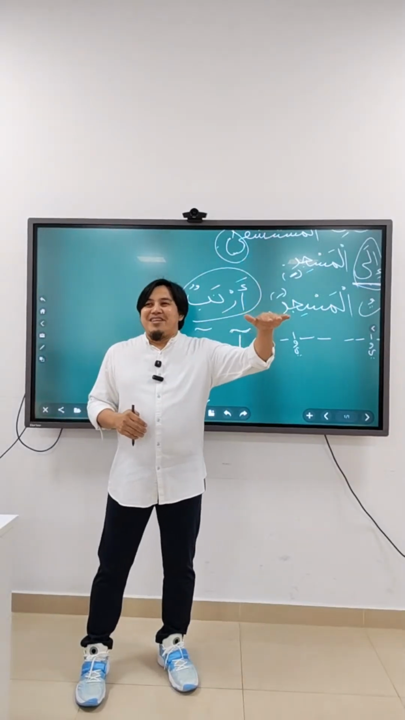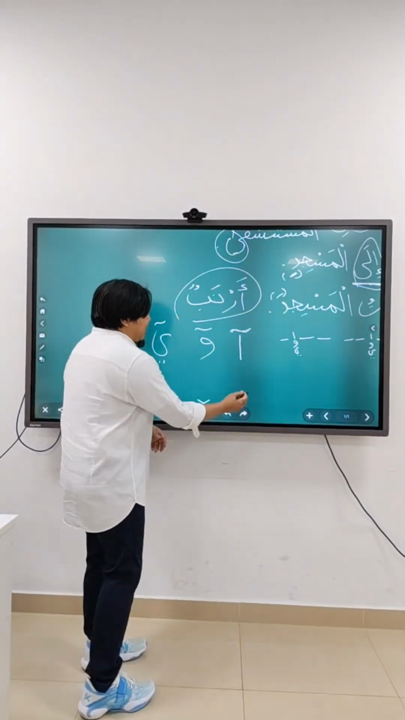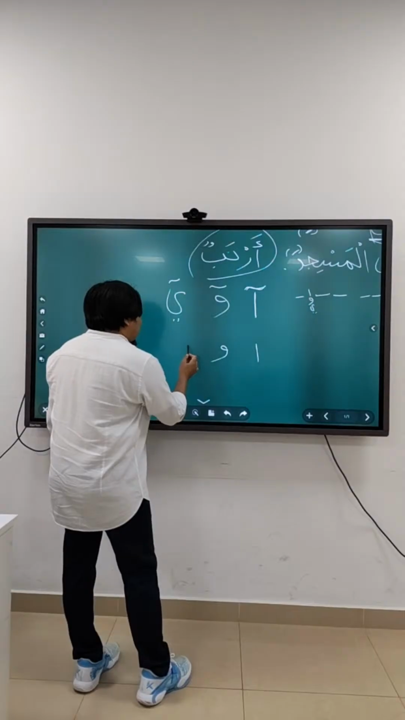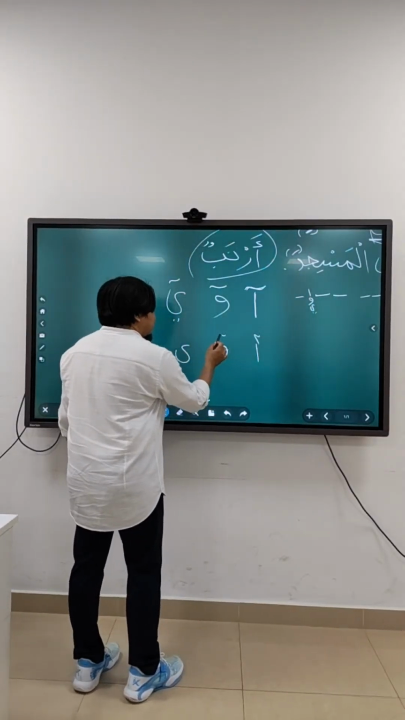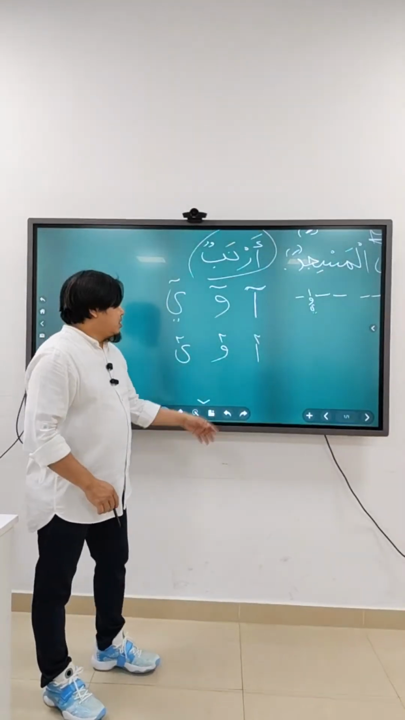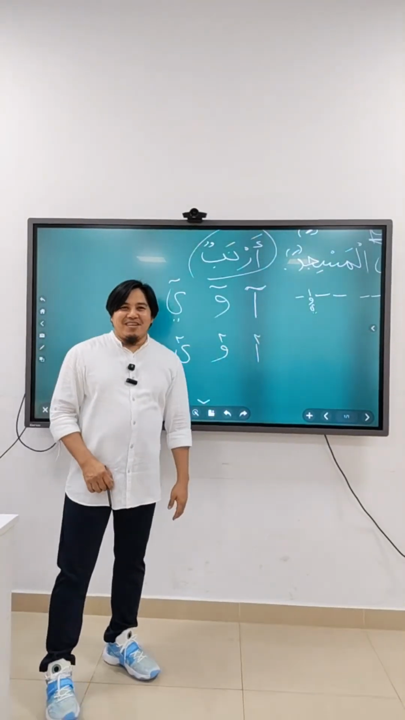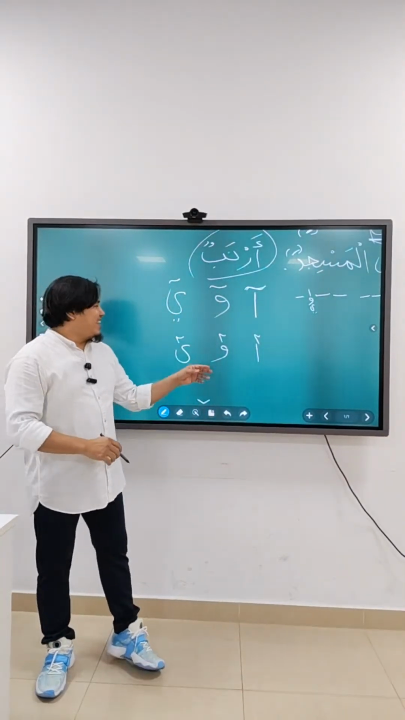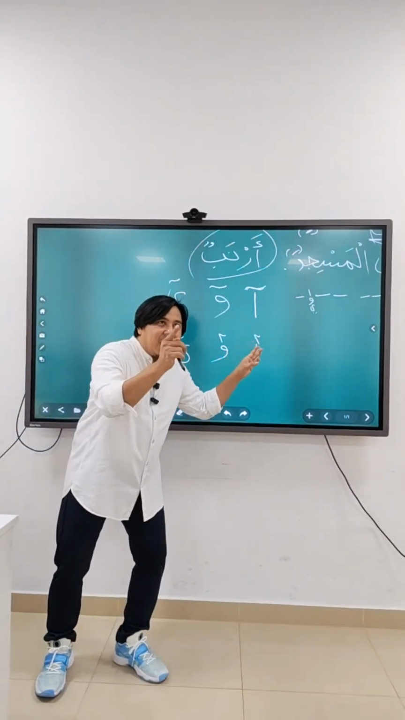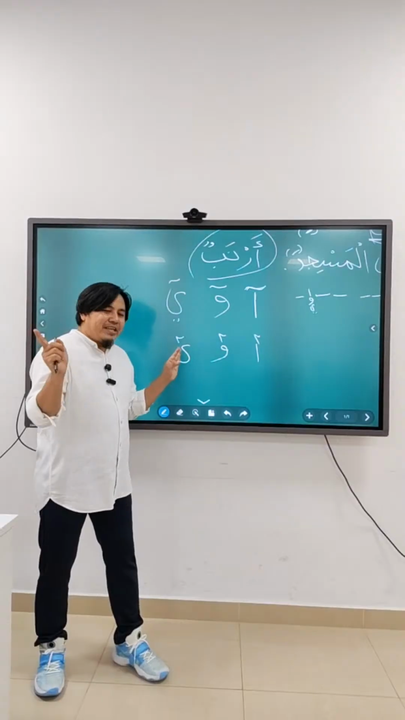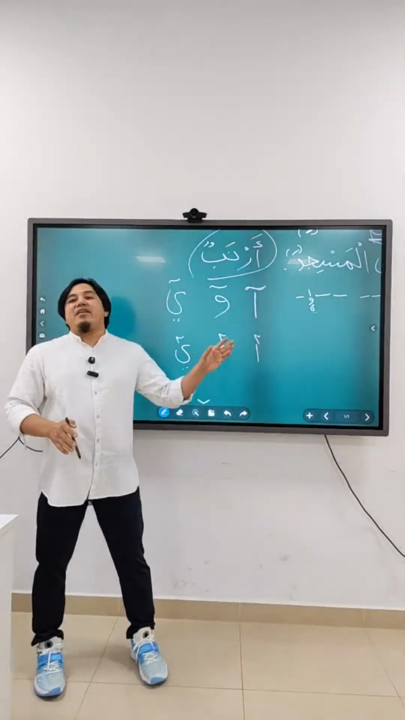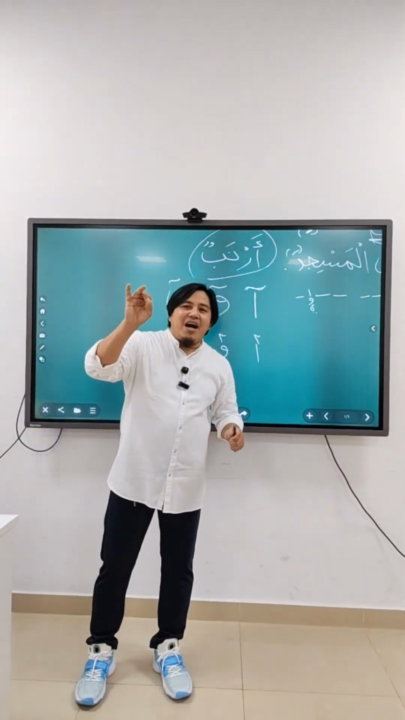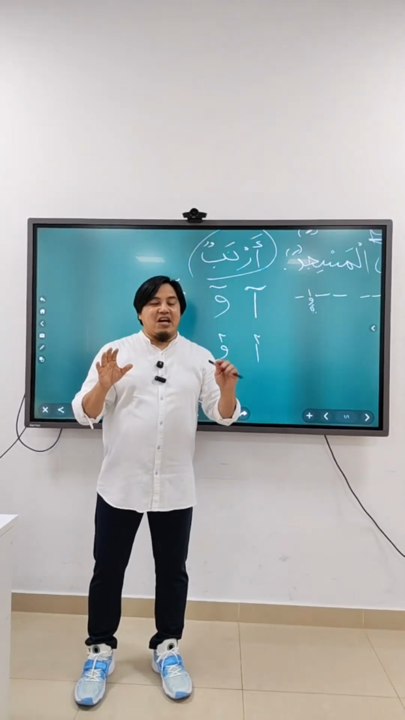Why do we prolong more than 2? The original or natural mad, alif, waw, and ya, only has 2 counts. This is not sukun. Alright, 2 counts: a, u, i, only 2 counts. Then, when it comes to far'i, there will be additional counts, 5 counts or 6 counts.